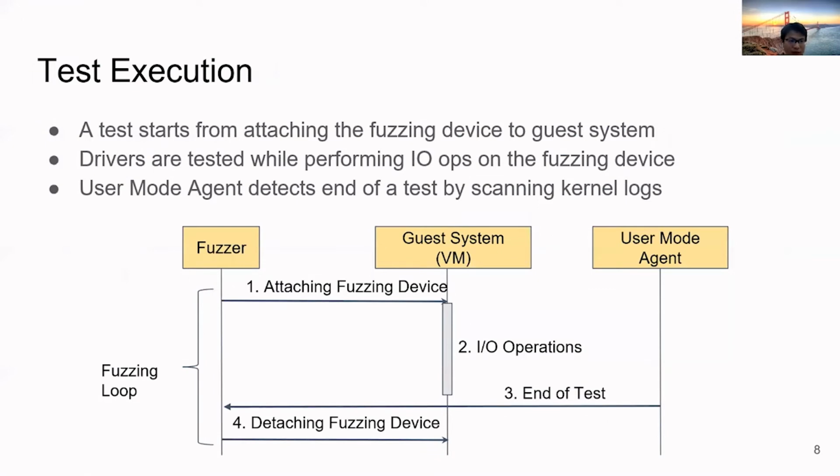In USBFuzz, a test is started by virtually attaching the fuzzing device to the guest system. Then the drivers are tested when performing I/O operations on the fuzzing device. The user mode agent detects the end of the test and notifies the fuzzer of it. Then the fuzzer finishes a test by virtually detaching the fuzzing device from the guest system and continues to the next iteration.